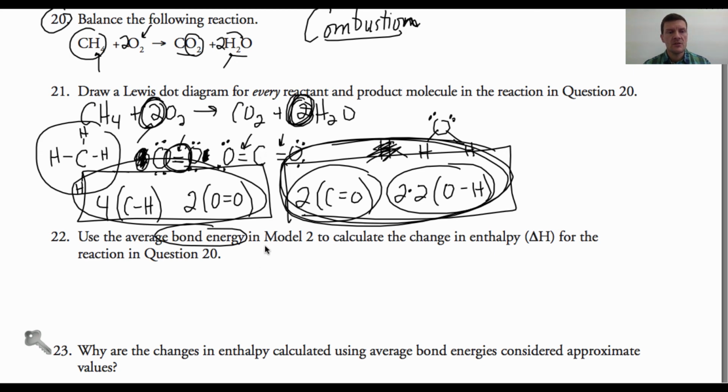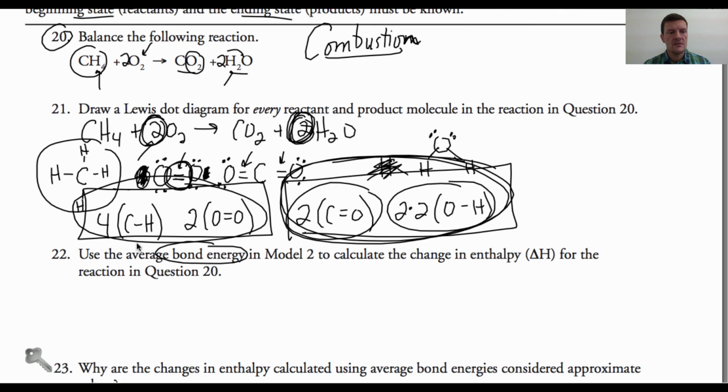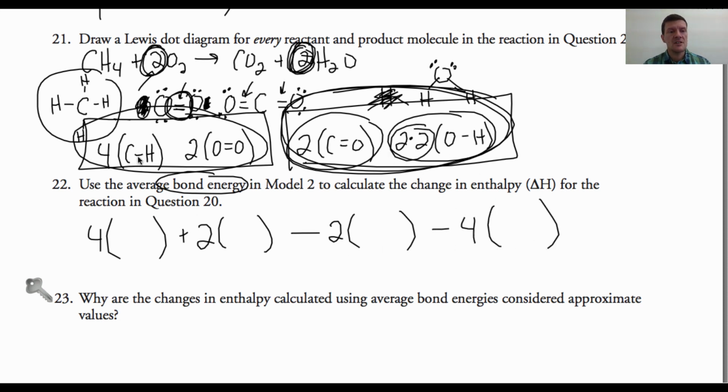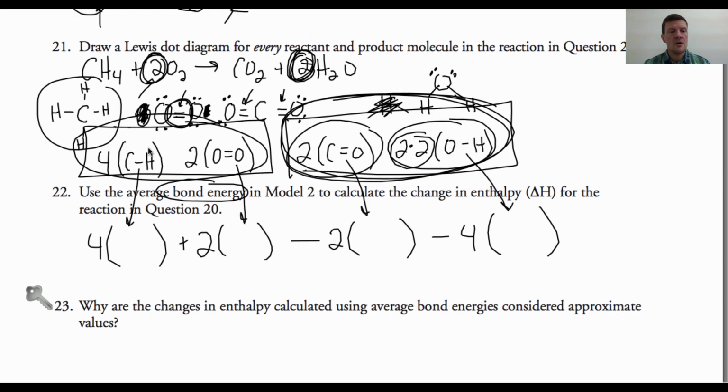Okay? So you're going to take 4 times, plus 2 times something, minus these bond energies over here. That's going to be a 4 there, 2 times 2. Okay, and then I just look up my energy values here. Carbon, hydrogen, double bond of oxygen, double bond with carbon, oxygen, double bond with oxygen, hydrogen.